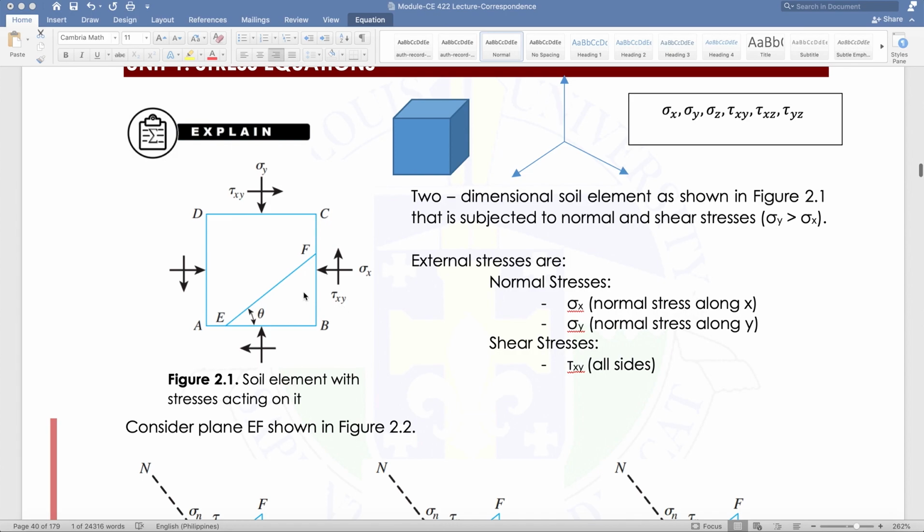So here is the soil element with stresses acting on it. We have here the normal stress along the x-axis. This is the normal stress along the y-axis, and we have here the shear stress along the xy axis. So these are the three components of stress in a two-dimensional plane.